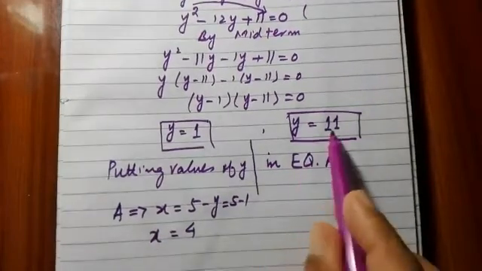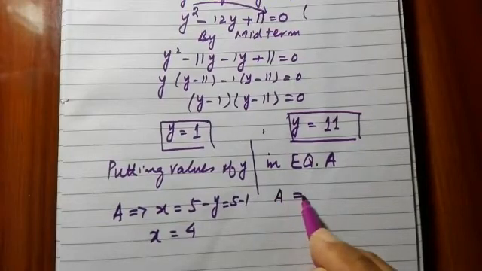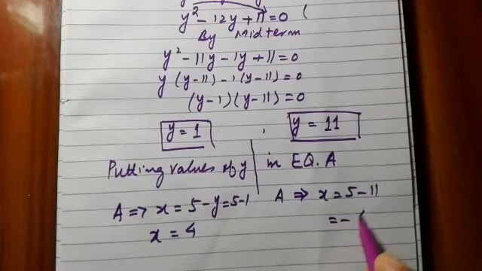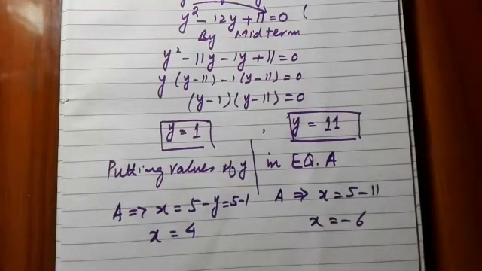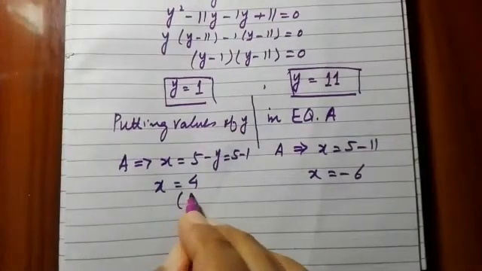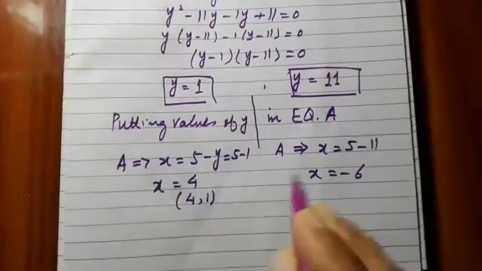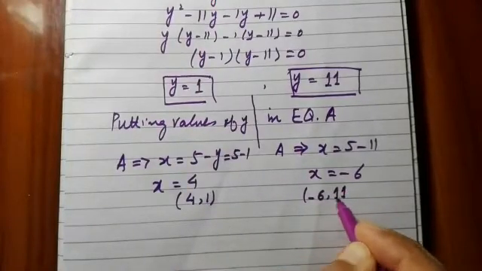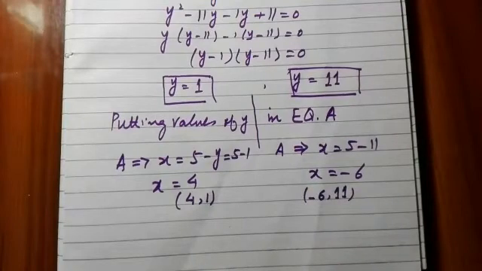And for y equals 11, equation A will give you minus 6. Once you get these two values of x, you have to pair them up in such a way that you first write the value of x, then the value of y. Similarly, you write the first value of x and value of y. So you have gotten the two pairs of x and y.